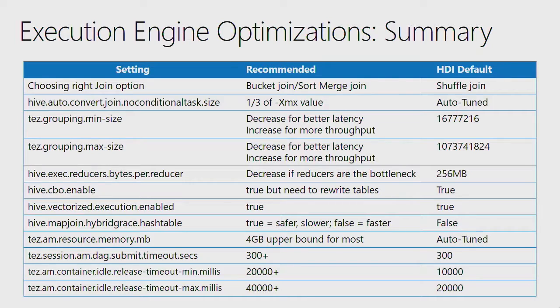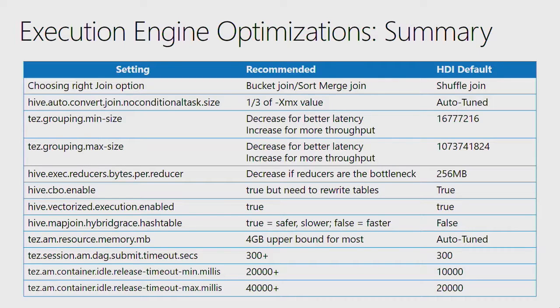Okay, so let's summarize. For the execution engine optimizations, you should choose the right join optimization. The default is shuffle join, but you can choose either bucket join or sort merge join based on the options you pick. The no conditional task size is something you can tune. While it's auto-tuned, you can set it to be a little higher, such that you can put in your hash table, like for map join optimization, you can put in a smaller table there. We recommend it shouldn't be more than 1/3 of your Java heap size. You can choose the Tez grouping min size and max size for your split size, right? And then you can choose your reducers based on hive.exec.reducers.bytes.per.reducer.